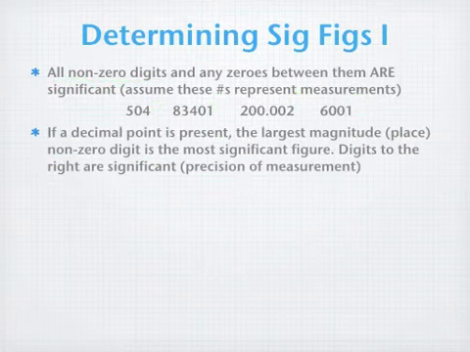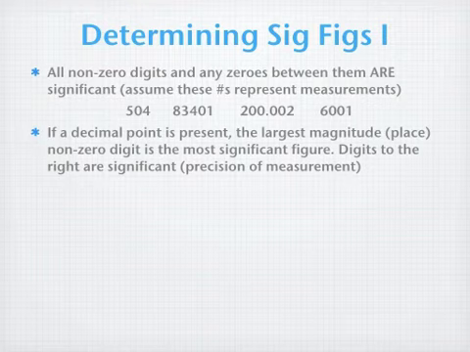So how do we tell when zeros are or are not significant? And what does it mean when they're not significant? If a decimal point is present, then the largest magnitude or largest place of the non-zero digit is going to be considered the most significant figure. Any digits to its right are considered significant. They're considered to be part of the precision of the measurement.